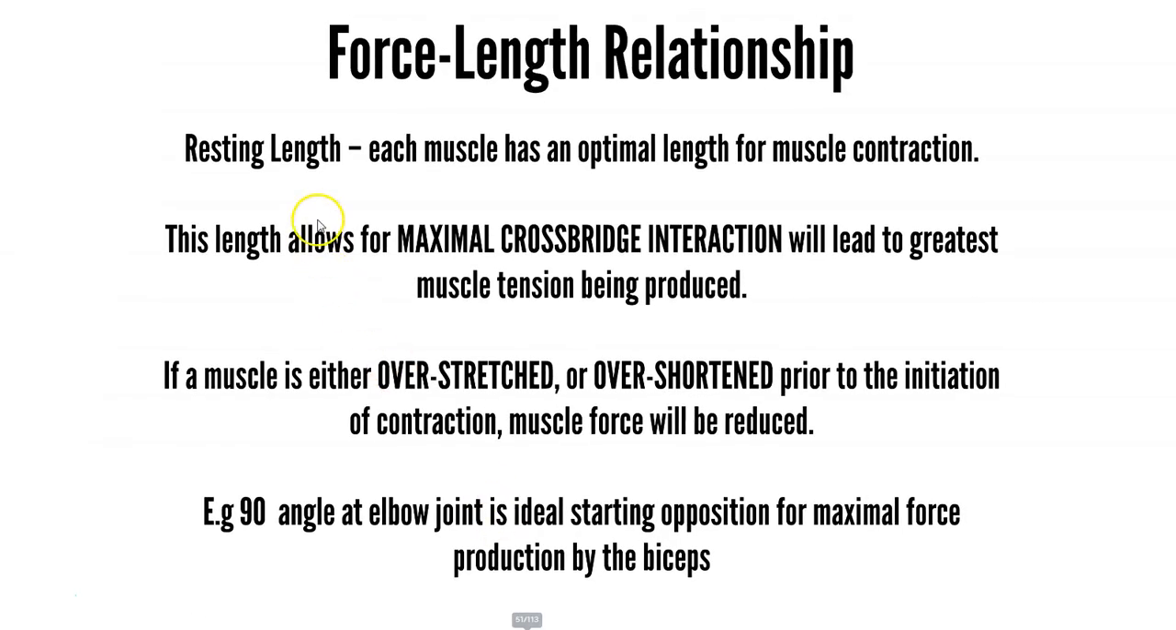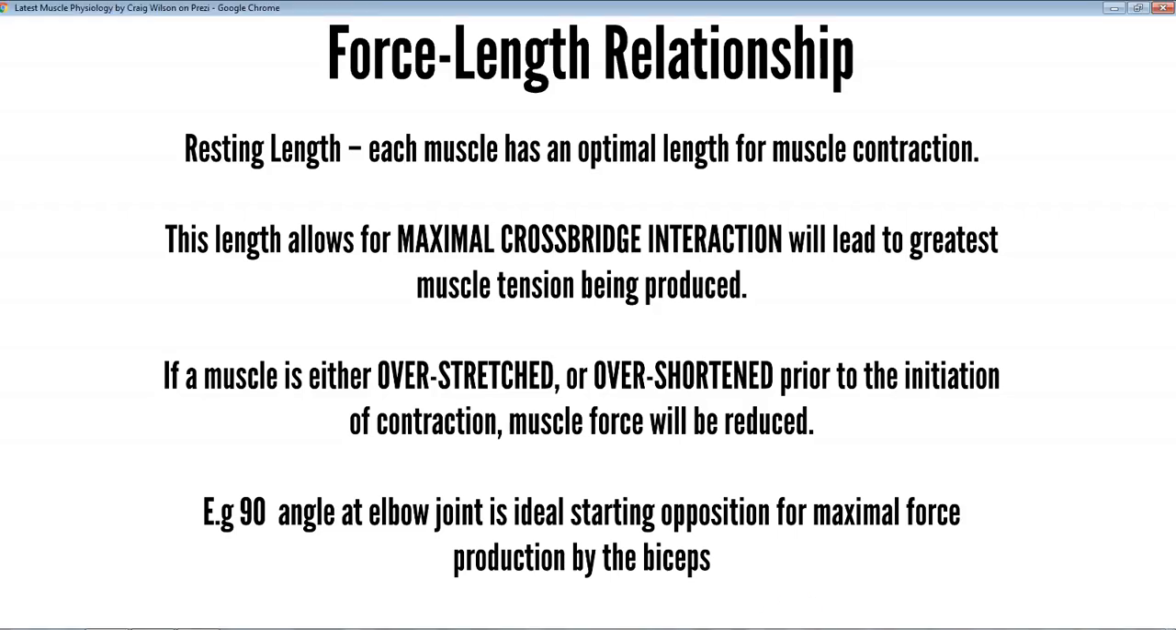So I'll go back a slide here, and you can see each muscle has an optimal length. This allows for maximal cross-bridge interaction. If a muscle is either overstretched or overshortened prior to the initiation of contraction, force will be reduced. And one thing that would be worth remembering is the angle of the elbow joint during a bicep curl. The strongest position by far to start a bicep curl in is about that 90-degree angle. However, that doesn't mean you should just train in that phase. If you want to get stronger through the difficult phase, the full range phase, then of course you should train the full range. Okay, but your strongest position is definitely from that 90-degree angle.